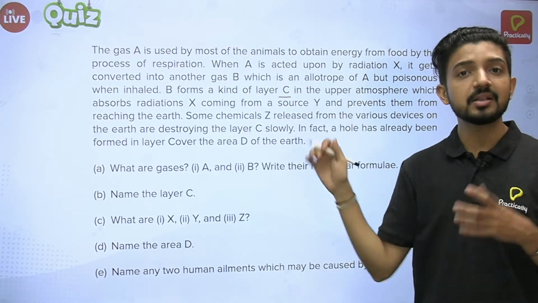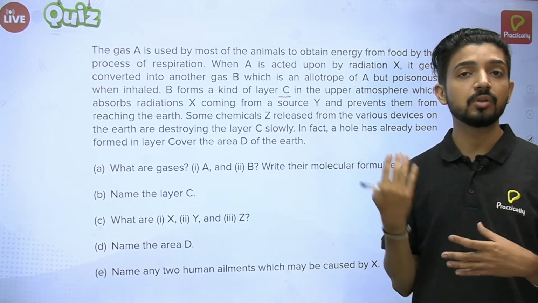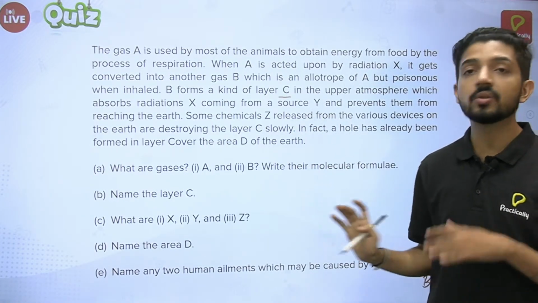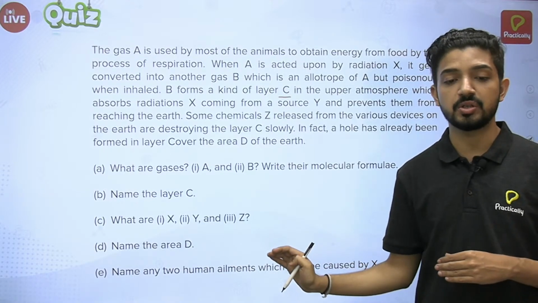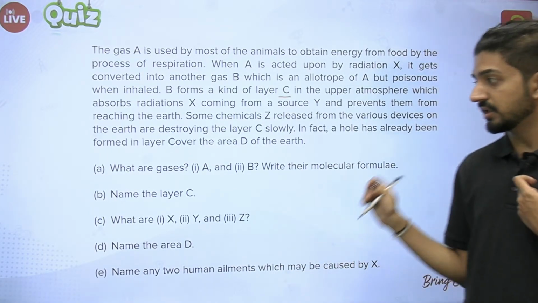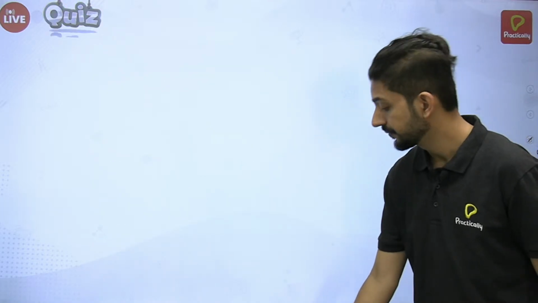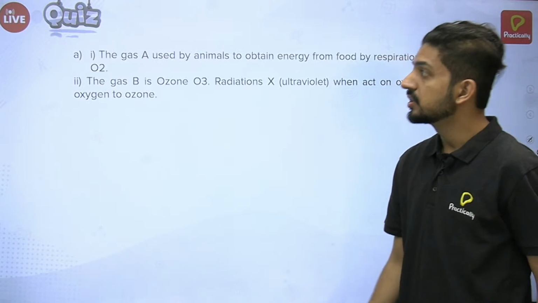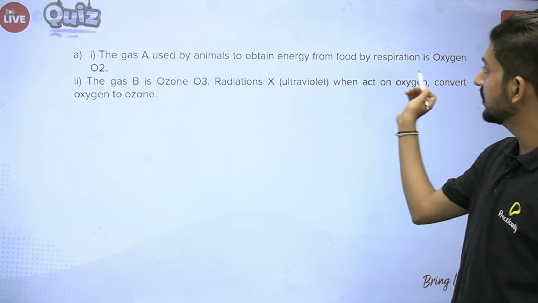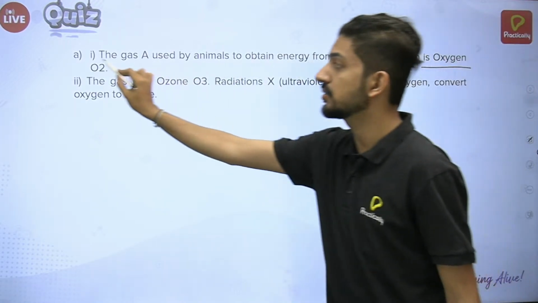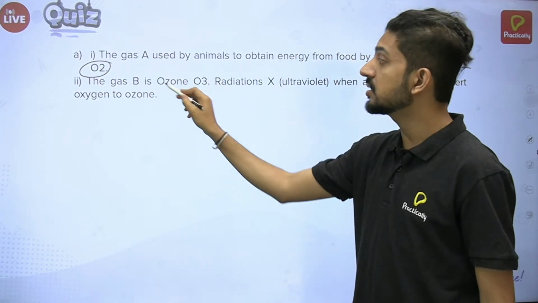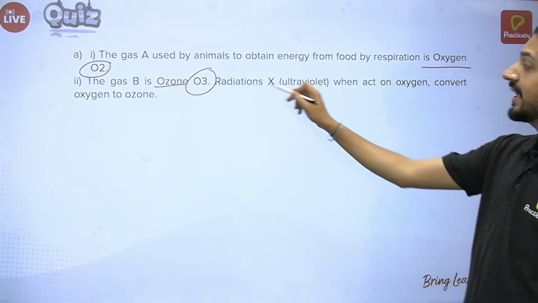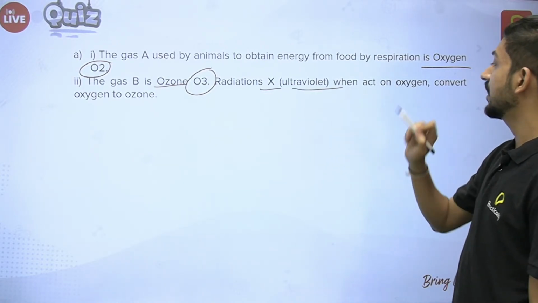So if you read this, the picture is already clear. They're talking about global warming, they're talking about the ozone layer. So we have to just identify A, B, C, D over here and then answer questions based on it. It's a very simple and yet interesting type of question. Let's answer it quickly. First question is, what are gases A and B? Write their molecular formula. So we know gas A is used by animals to obtain energy from food, that is oxygen, molecular formula O2. Very simple. And gas B is ozone, molecular formula of which is O3. And radiation X which is mentioned over here is the ultraviolet rays.